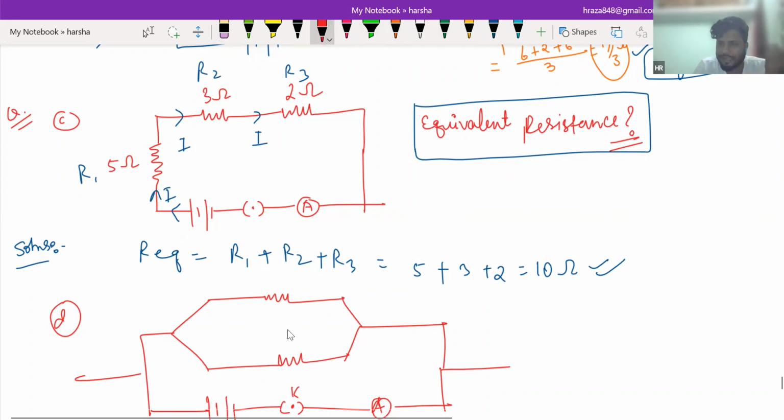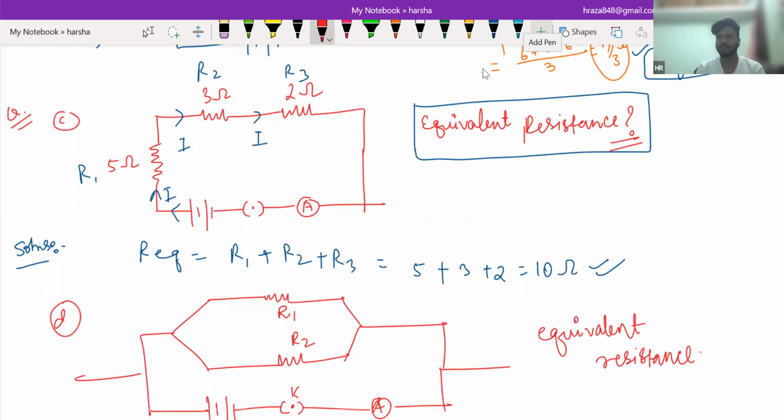What if it is given that this is R1, this is R2, calculate the equivalent resistance. Whenever there is a question like what is the equivalent resistance, you have to see whether the resistances are in parallel or series. Then apply the formula and you will get your answer, if there is no calculation mistake.